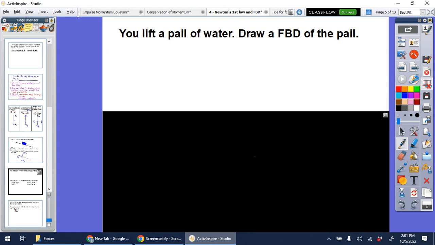You're lifting a pail of water. So let me show you, right here. Here's a pail. It's just a bucket on a string, basically, right? So what I want you to do right now is draw an FBD of this bucket. Just imagine, okay, well, you obviously have the gravity. I think you're looking at what's touching this bucket, right?